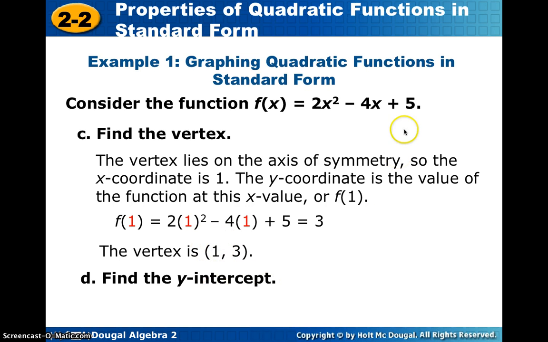Now the y-intercept is just the value that's on the end, the value of c. So since I have a 5 on the end, because c is 5, the intercept is 5.